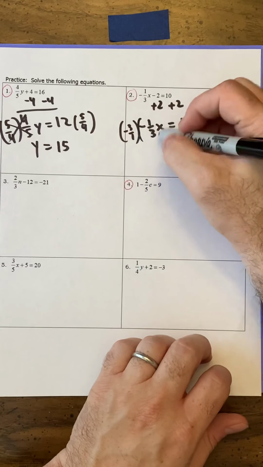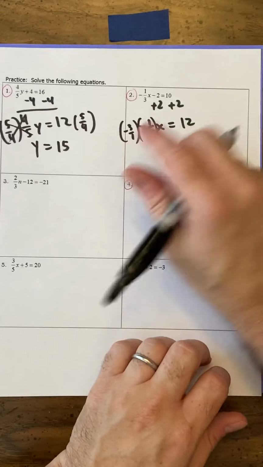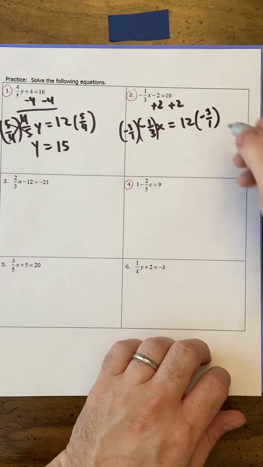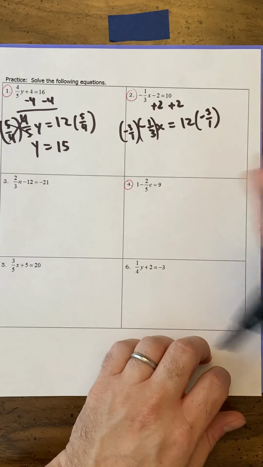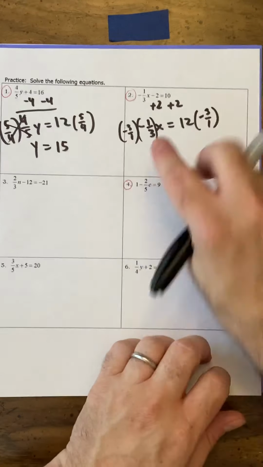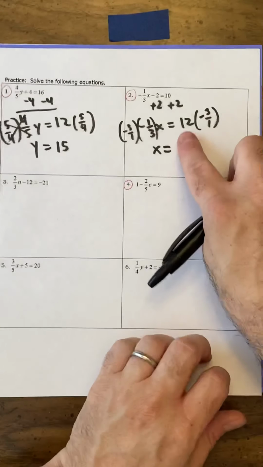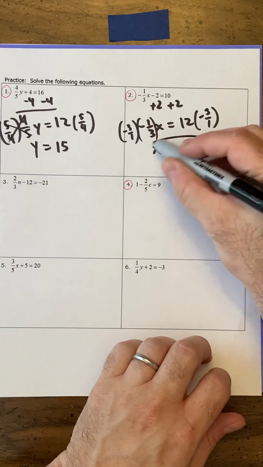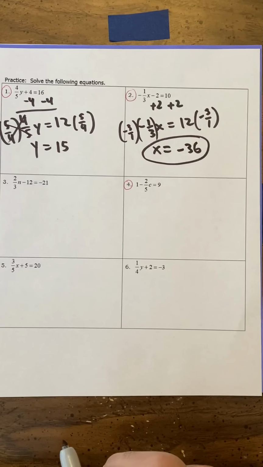Multiply this side by the reciprocal, but whatever you do to one side of an equation, you must also do it to the other side of the equation to balance the equation. This will divide out and become x, which is essentially a coefficient of 1. And 12 times negative 3 over 1 is negative 36. So that is going to be your answer, okay?